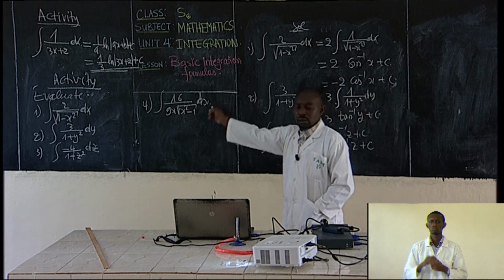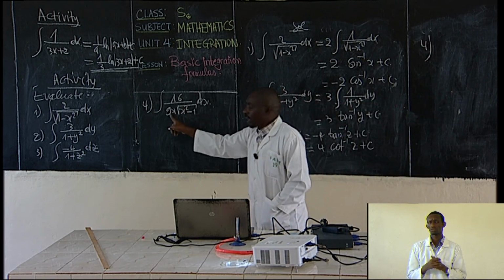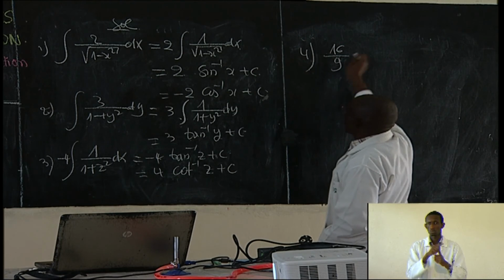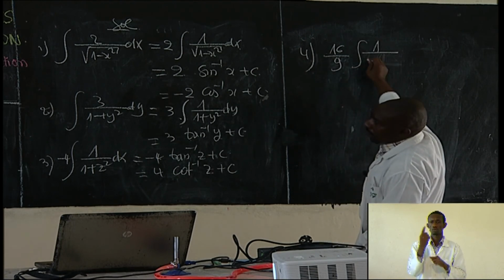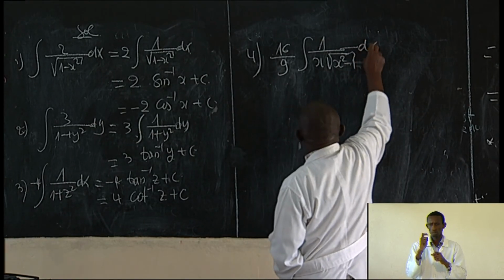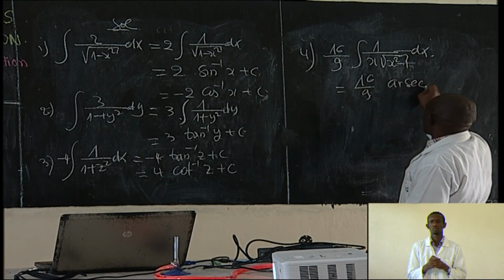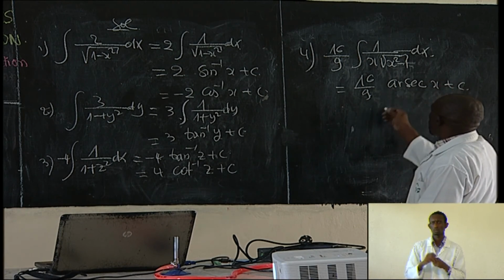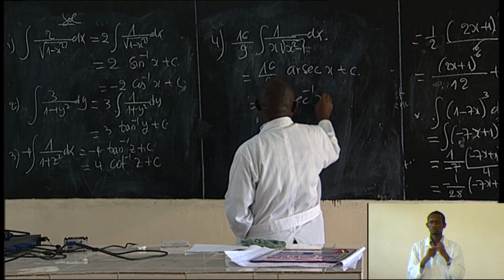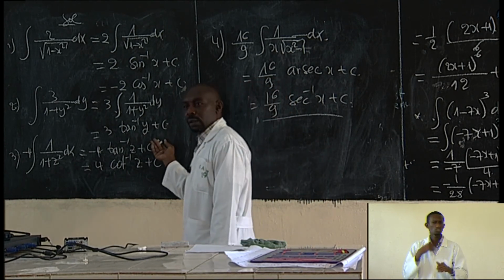The last is very simple. 16 over 9 is a constant. So you get 16 over 9 times the integral of 1 over x times square root of x squared minus 1 dx, which is equal to 16 over 9 arc sec of x plus c, or sec inverse of x plus c, and I'm done. I hope your answers are not different from these ones, isn't it?